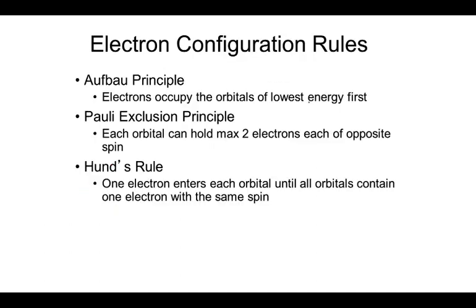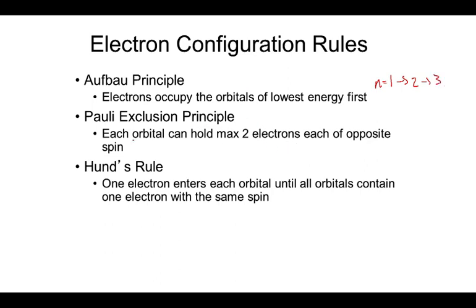Now, the Aufbau principle. Pause the video real quick so you can jot all these things down, and then we'll talk about them. All right. So the Aufbau principle says that electrons occupy orbitals of lowest energy first. So when you're putting electrons in, they're always going to go in the n equals 1, and then 2, and then 3. That's the Aufbau principle.